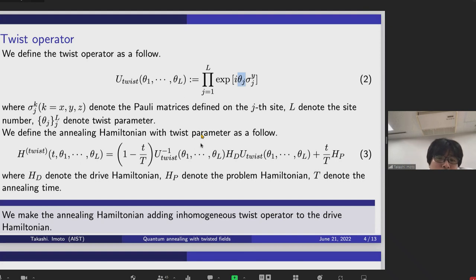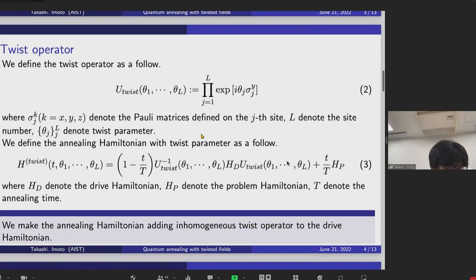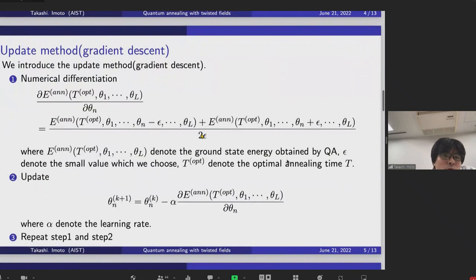And we define the annealing Hamiltonian with twist parameters as follows. HD means the driver Hamiltonian, HP denotes the problem Hamiltonian, and large T denotes the annealing time too. So we make the annealing Hamiltonian by adding inhomogeneous twist operators to the driver Hamiltonian. We want the optimal twist parameter set theta_j. Here we use the gradient descent method to find the optimal theta set.